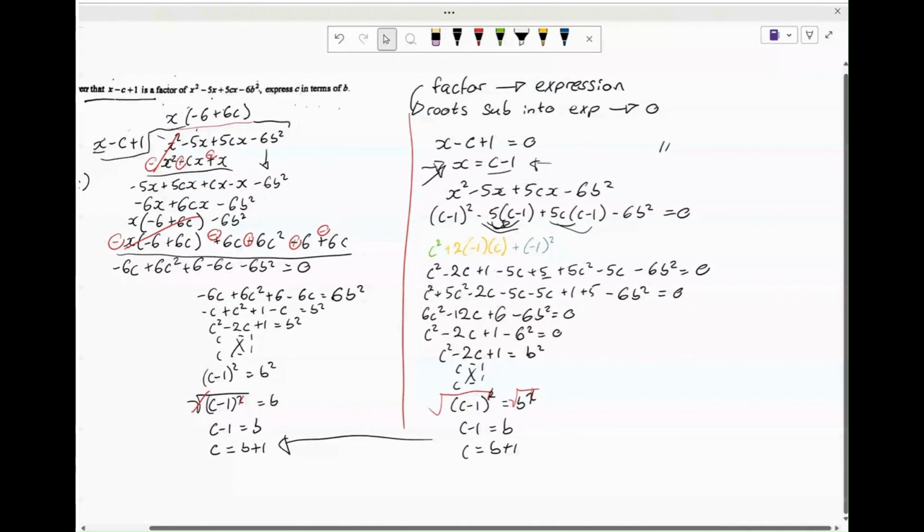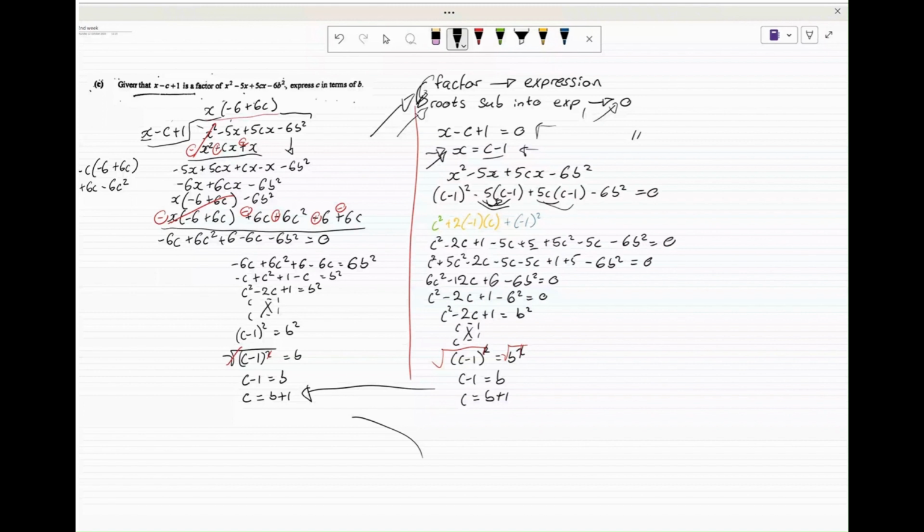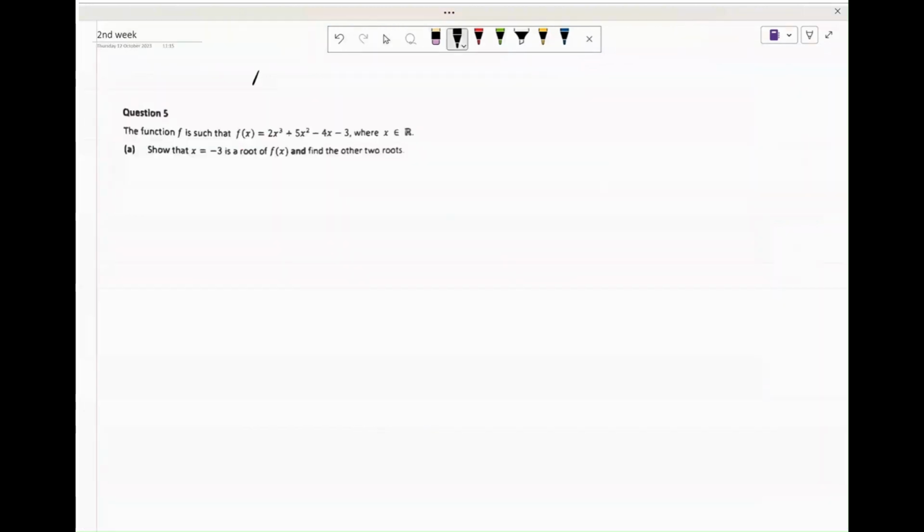So basically, I chose this question because I want to get across to you that factors and roots are related, and you can change a factor into a root by letting it equal to 0. And then subbing a root into an expression gives 0. So that's basically 2 ways of doing it, but both give you the same answer. So on to the next question.